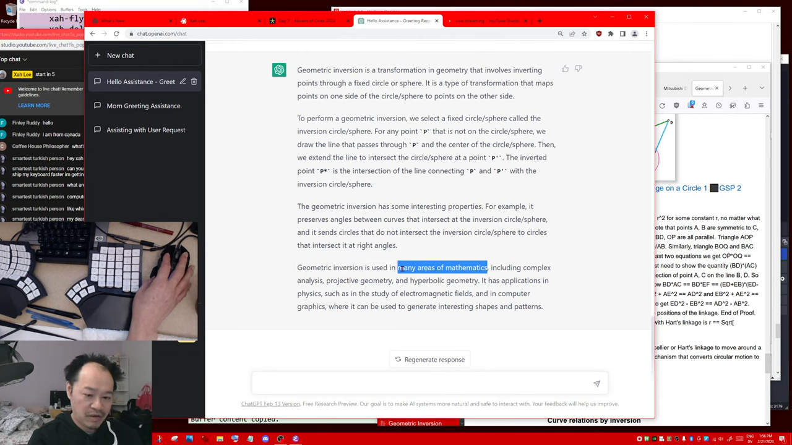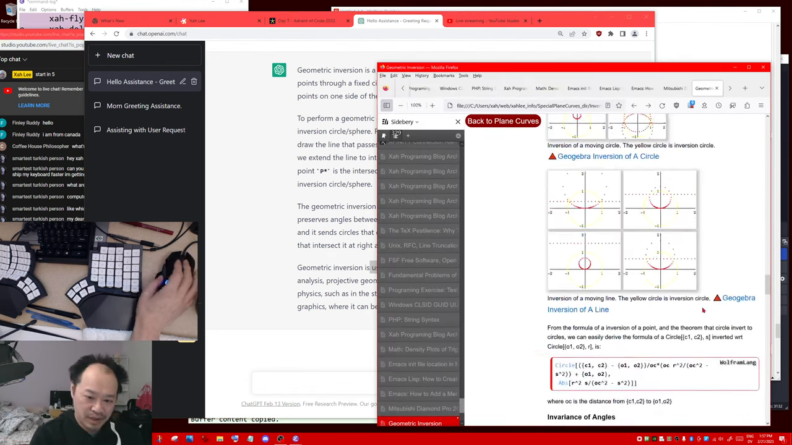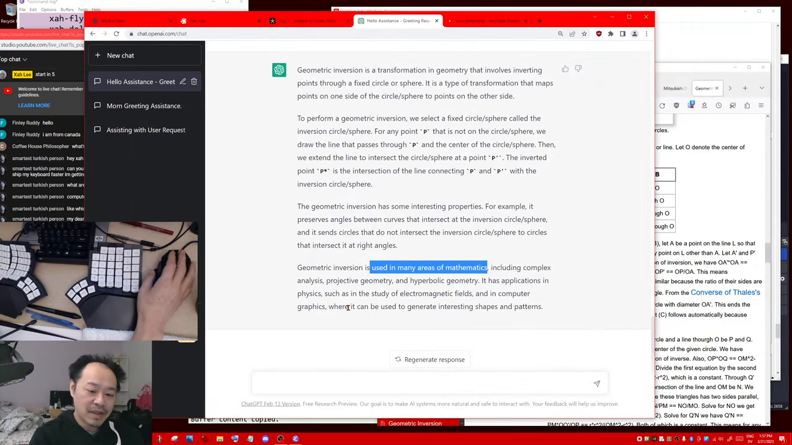Okay, for example, geometric inversion is used in many areas of mathematics. Not really many areas. That depends on what you mean by used. Because for any mathematical jargon, you could almost always say it's used in many areas of mathematics. But that doesn't mean anything. The important thing is, relative to other mathematical things or processes, how much is it used? For example, derivative, integral, calculus, they are far, far more applied than geometric inversion, okay? So this statement, geometric inversion is used in many areas of mathematics: yes and no, that depends. It's like weasel talk. Including complex analysis.